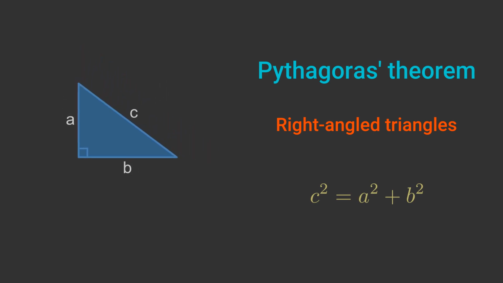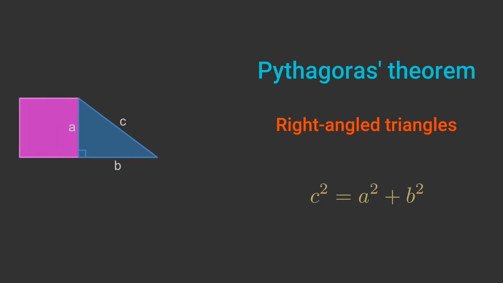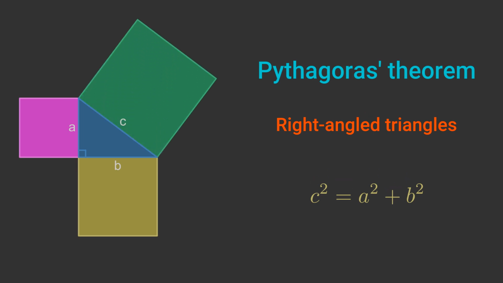We can show this by drawing a square on each side of the triangle. The square on side A has area a squared, the square on side B has area b squared, and the square on side C has area c squared. The equation tells us that the area of the large square on the hypotenuse is equal to the sum of the areas of the two smaller squares. But remember, this only applies to right-angled triangles.